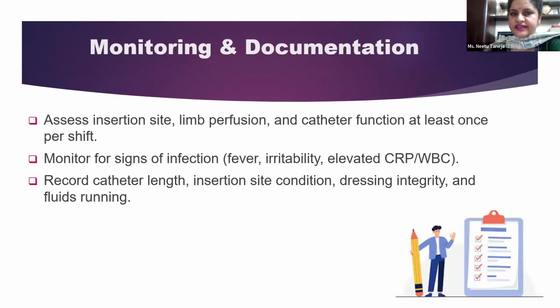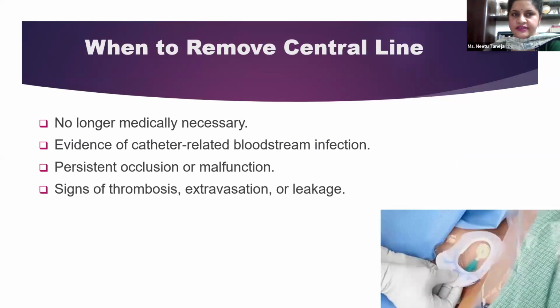Monitoring and documentation is again important. We have to assess the insertion site, infusion, and catheter function at least once per shift. The signs of infection like fever, irritability, elevated CRP, and WBC need to be checked on a regular basis. It is important to record the catheter length, insertion site condition, dressing integrity, and fluid running status.